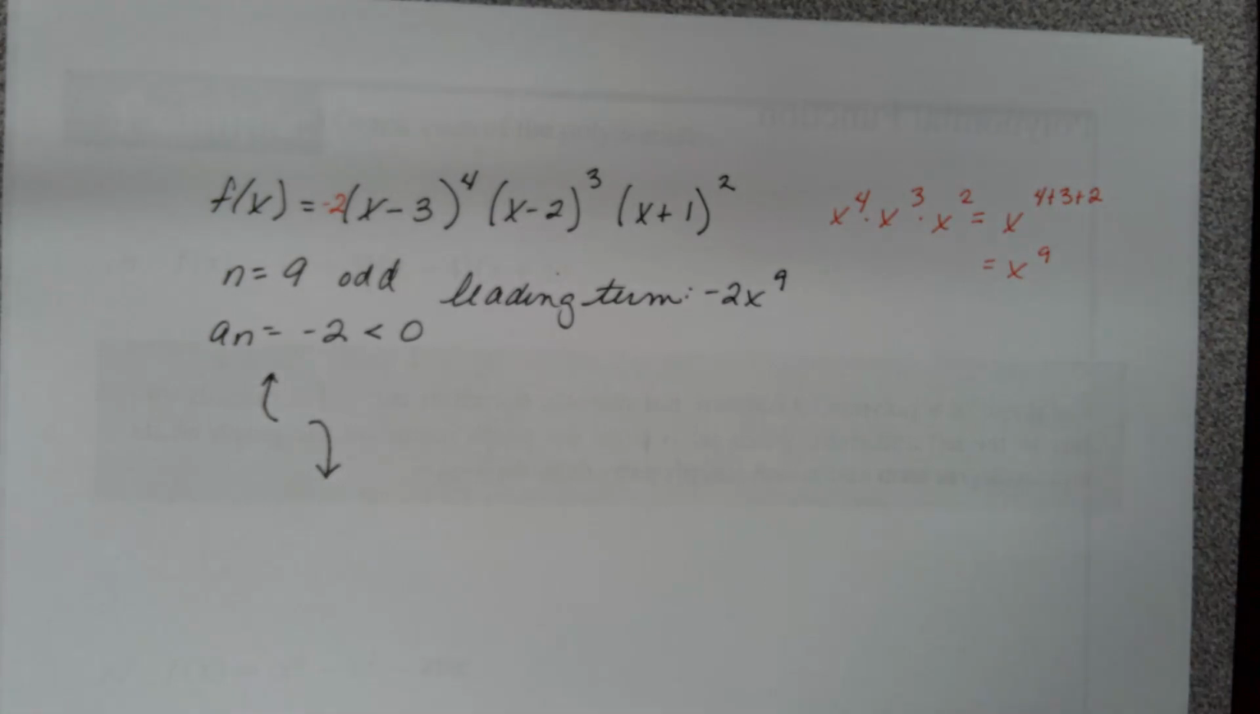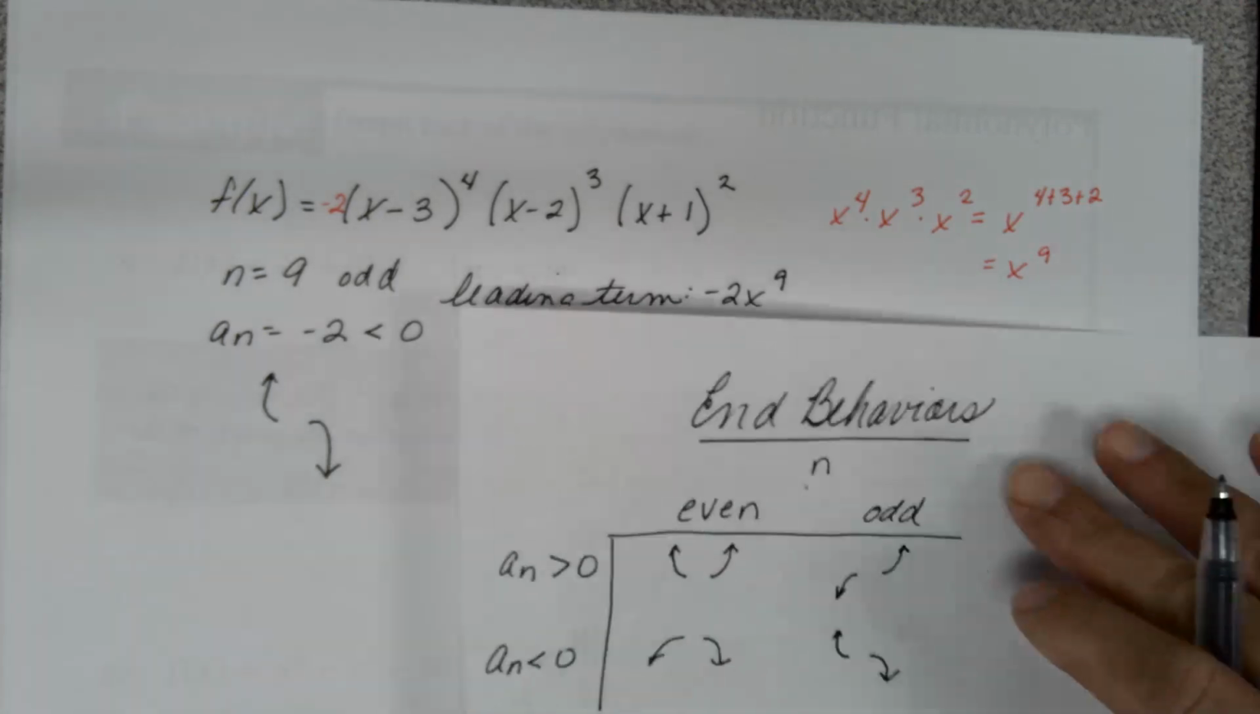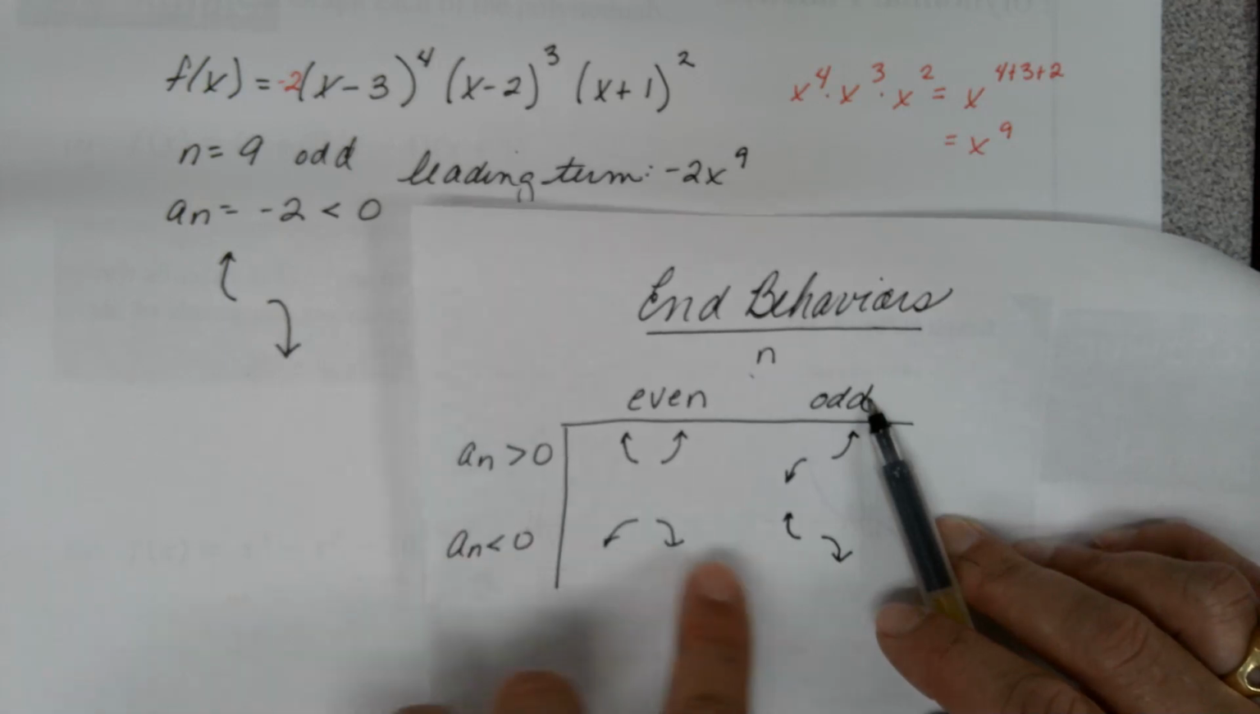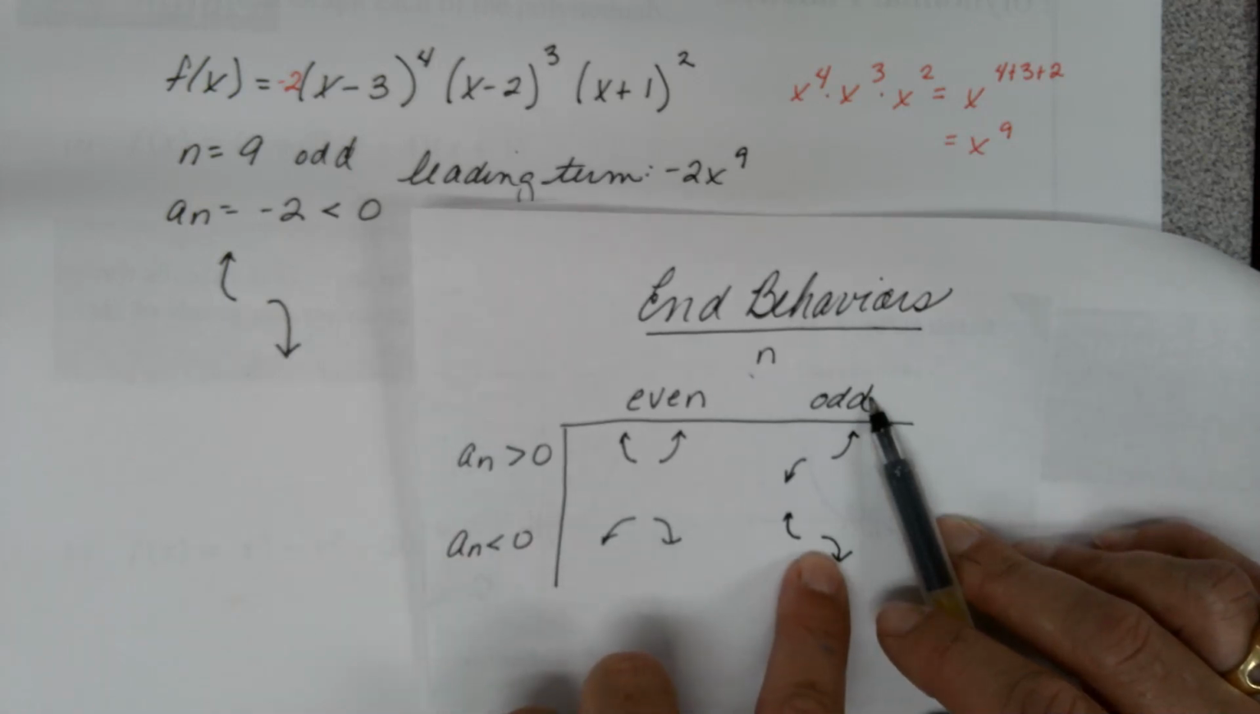We go back to our little chart that we made. If n is odd and a sub n is negative, this is what your end behavior is going to look like.